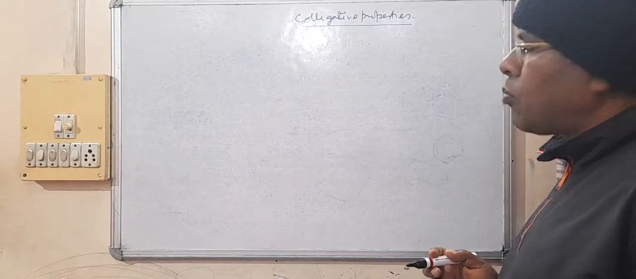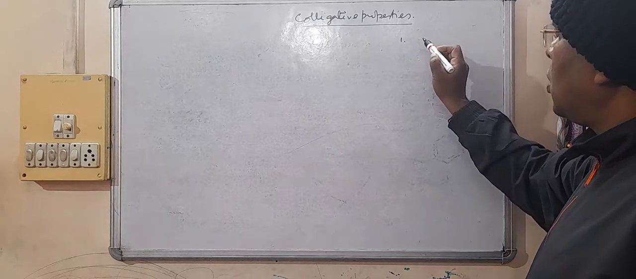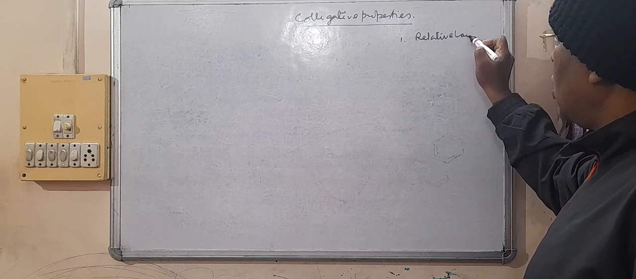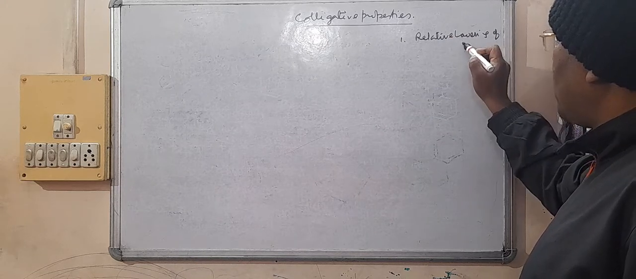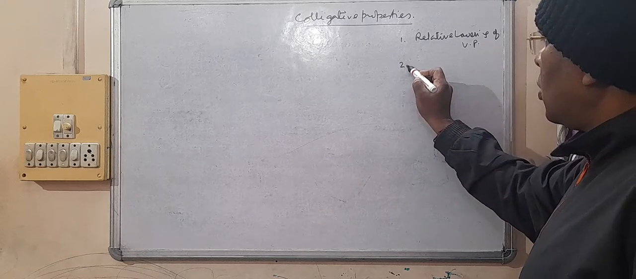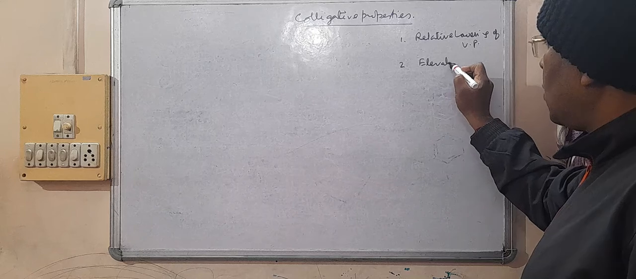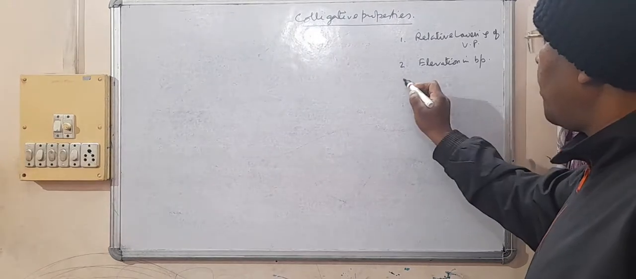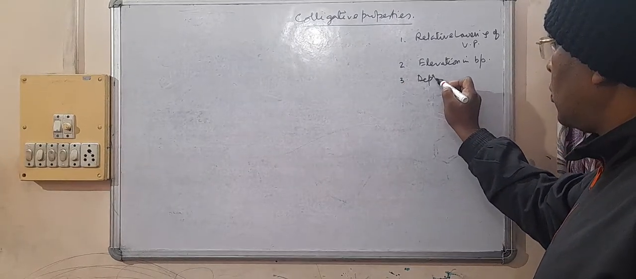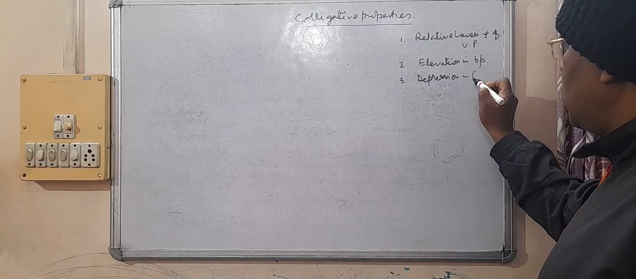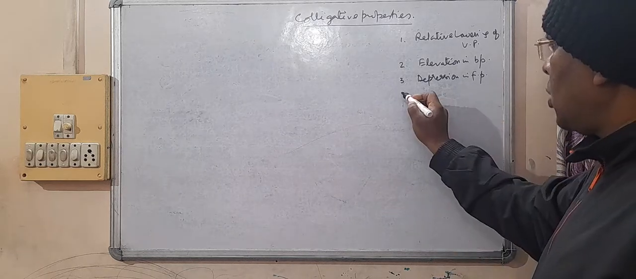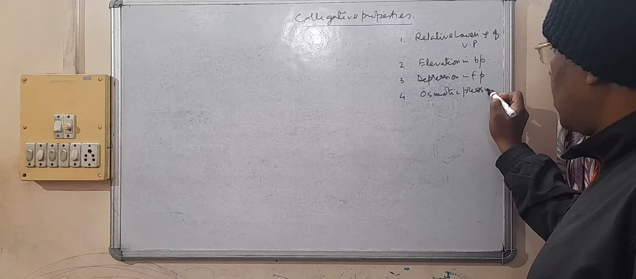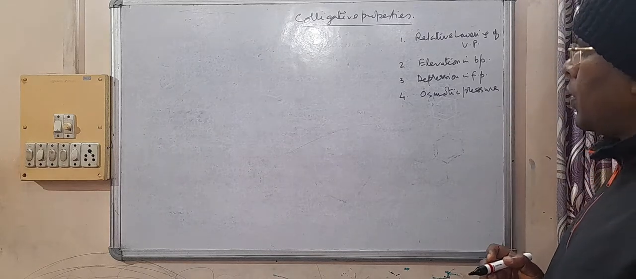First of all, which properties are colligative properties? Number one, relative lowering of vapor pressure is a colligative property. Number two, elevation in boiling point is a colligative property. Number three, depression in freezing point is a colligative property. Number four, osmotic pressure is a colligative property.